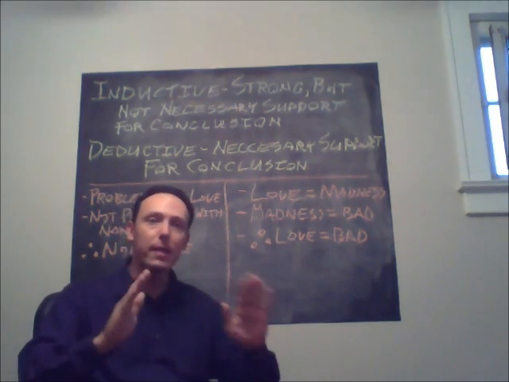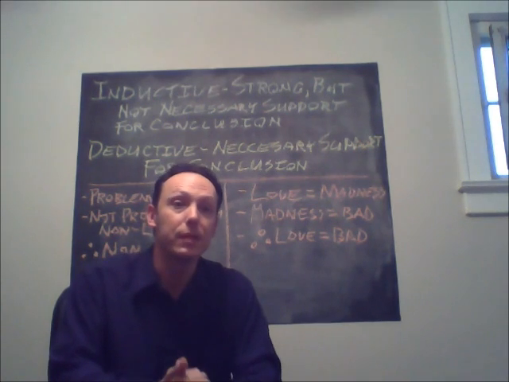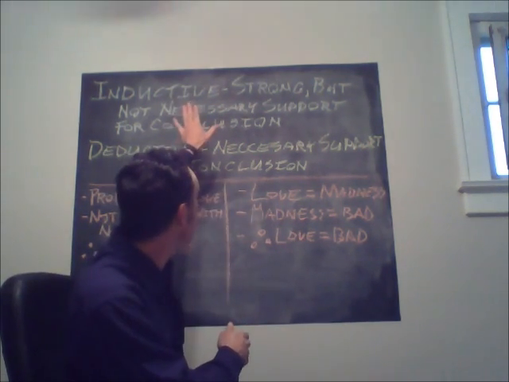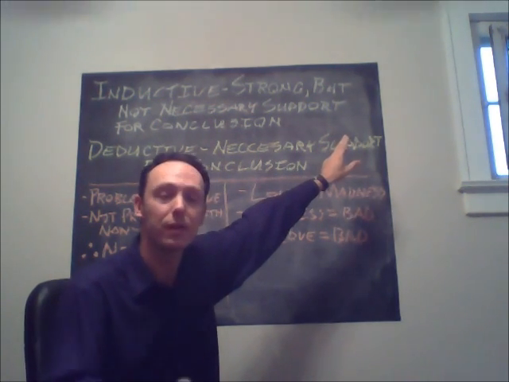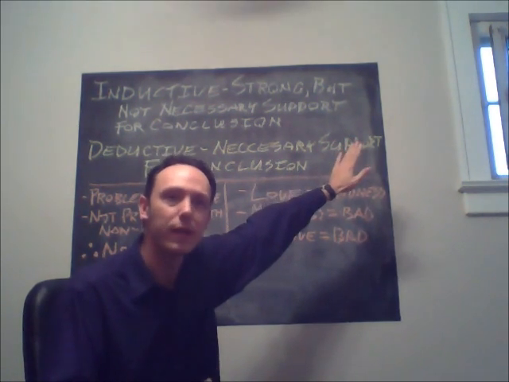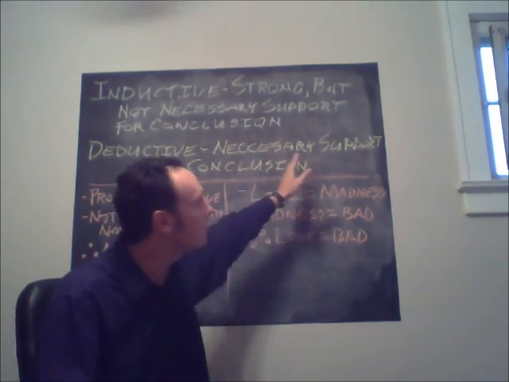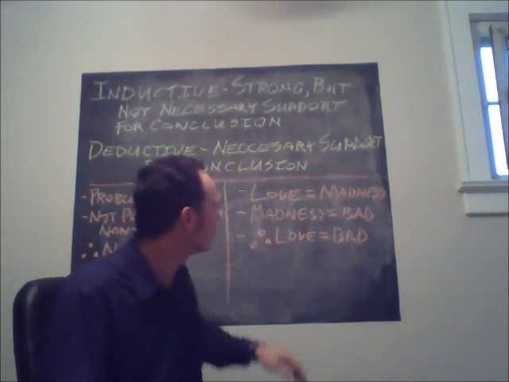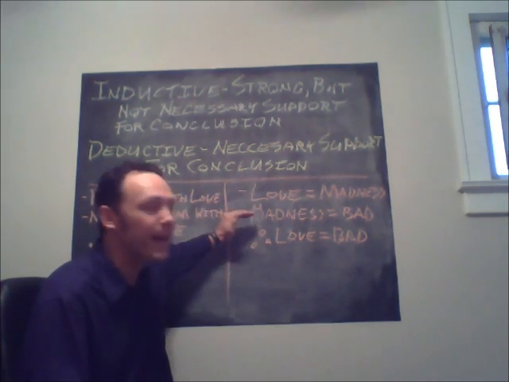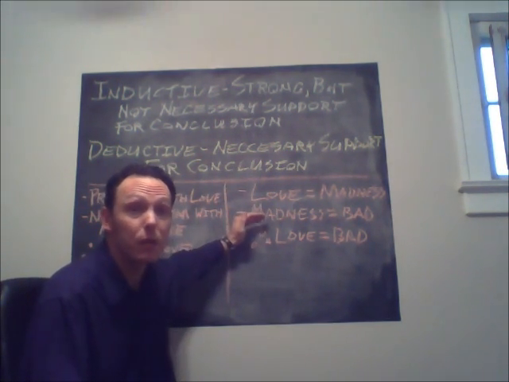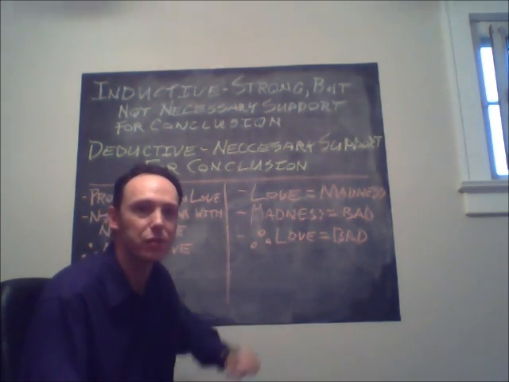So, that's one of the questions on your test. What I've done is lay out inductive: strong but not necessary support. The premises can be true and the conclusion can still be false. It's a weaker argument form. Deductive arguments provide necessary support for the conclusion. That is, if love is madness and madness is bad, there can be no conclusion but that love is bad. It's necessary support.